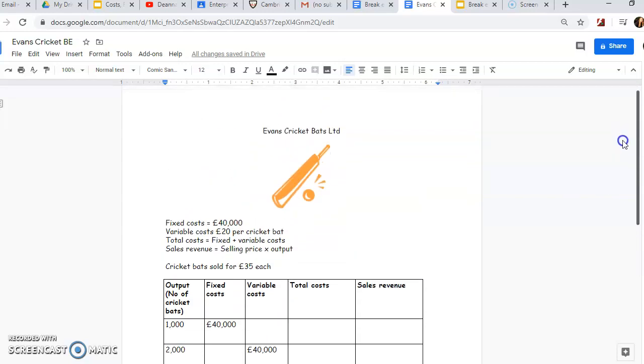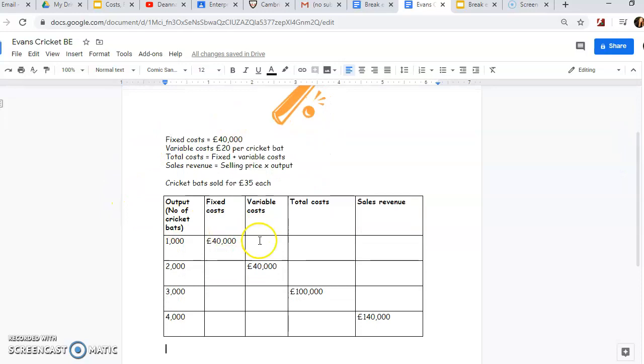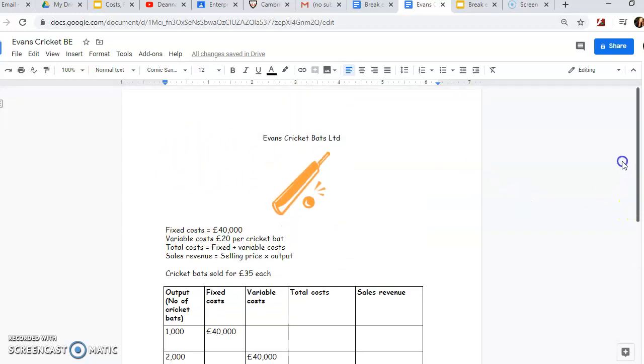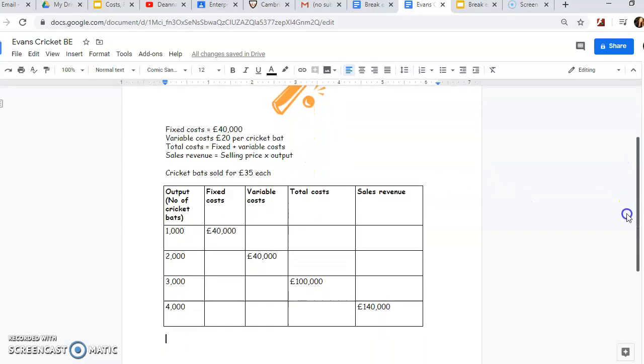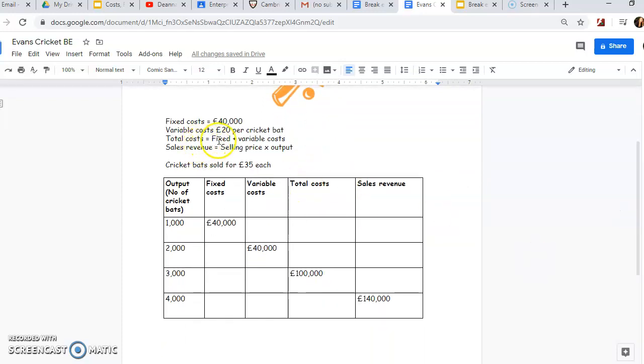So basically, here you just have to fill in the table with the correct answer. We know that fixed costs are £40,000, and variable costs are £20 per cricket bat. The total cost is calculated by doing fixed cost plus variable cost. Sales revenue is calculated by finding the selling price, which is 35, times the output, which is just another way of saying the number of products sold.